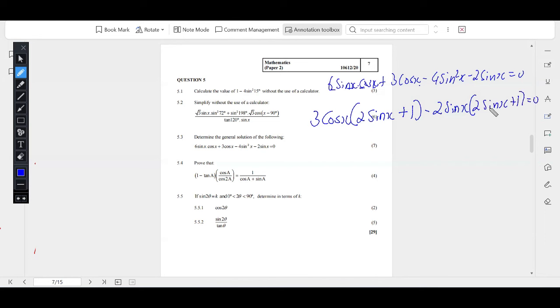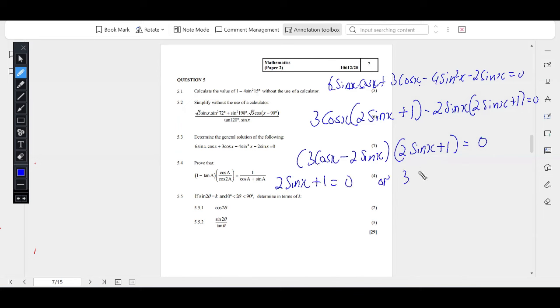Now we can see that we have a common factor. So meaning we can write this as 3 cos x minus 2 sine x into one bracket. And then since this is a common factor, we're also going to write that into one bracket. So this is factorizing by grouping. Now that we have two equations like this, we can try to calculate. So let me start with the easier one here. 2 sine x plus 1 is equals to 0. Or this side, we have 3 cos x minus 2 sine x will be equal to 0.